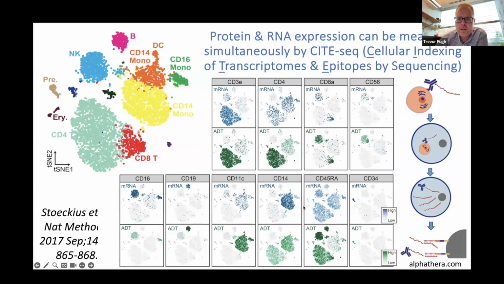So this is where this additional single-cell technology called CITE-seq came in. The way this works is you have your cell, and then you have a set of antibodies against your cell markers of interest.